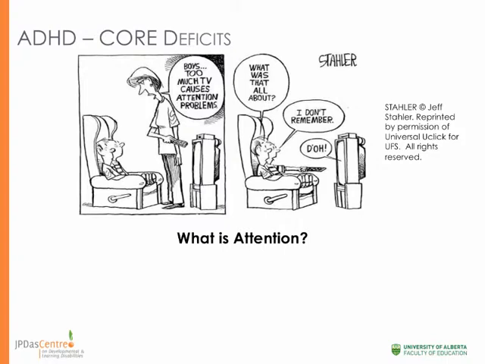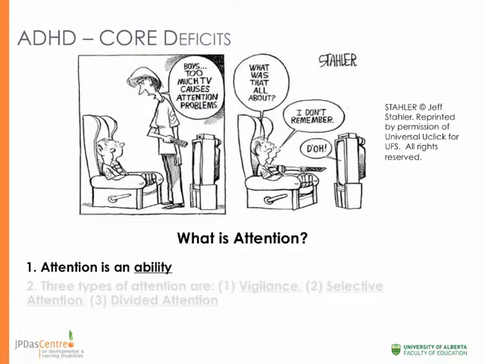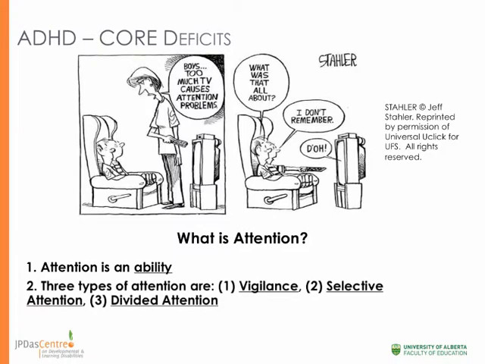What is attention? Attention is actually not as easy to define as you might think. Within psychology, there are several models of attention and components of attention to consider. The first thing to really get across is that attention is an ability with normal variation within the population. Secondly, there are really three kinds of attention that one could consider.